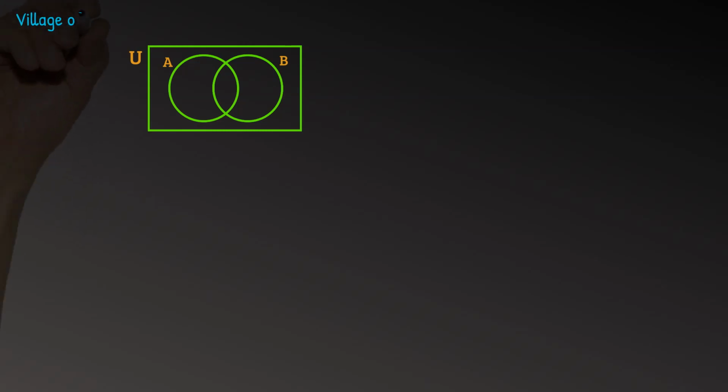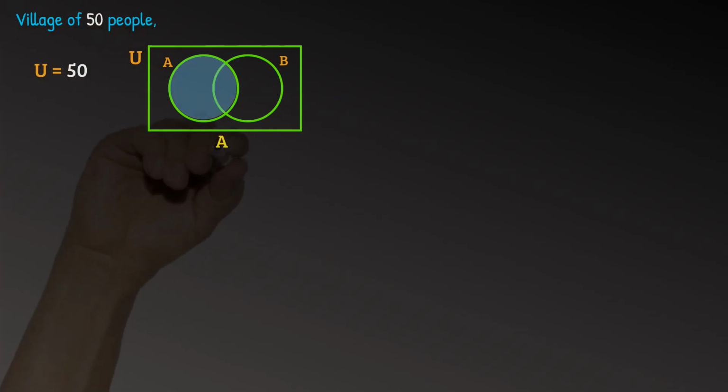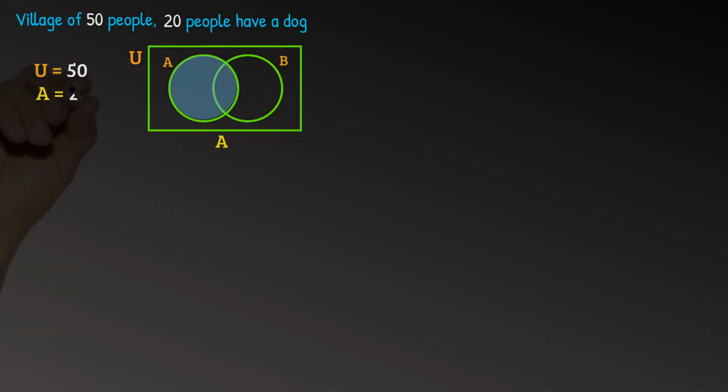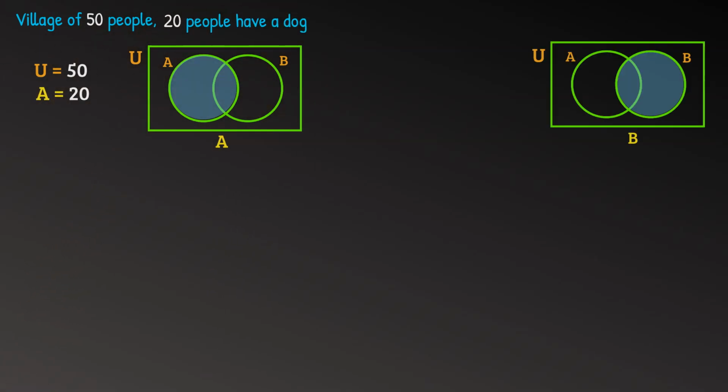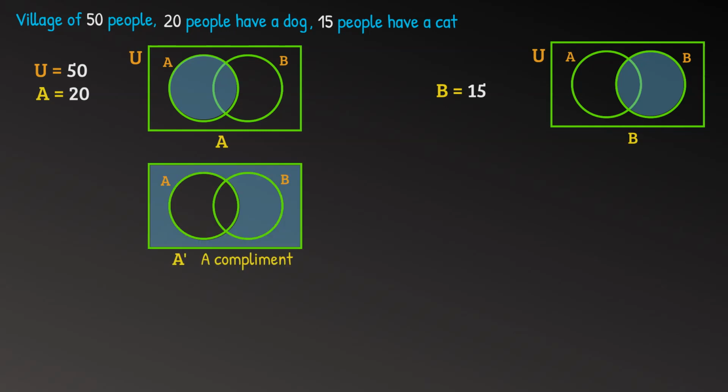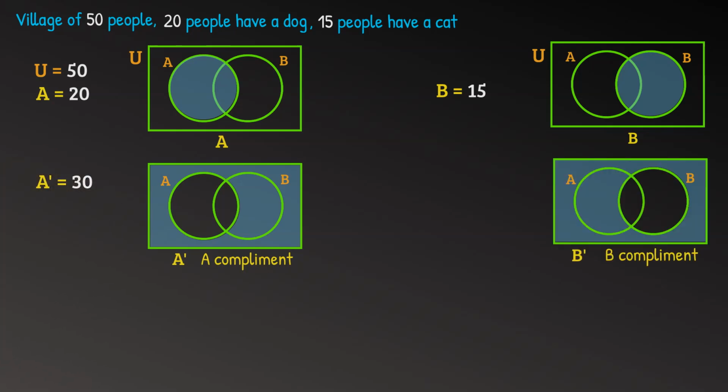So let's say we have a village of 50 people, so U is equal to 50. Now we want group A to represent all the people that have a dog. So if 20 people have a dog, A is equal to 20. And if group B represents all the people that have a cat, and 15 people have a cat, B is equal to 15. Now A complement, written A apostrophe, is everything that is not in A. So that'll be 50 minus 20, which is equal to 30. And B complement is everything that is not in B, so that's 50 minus 15, which is 35.